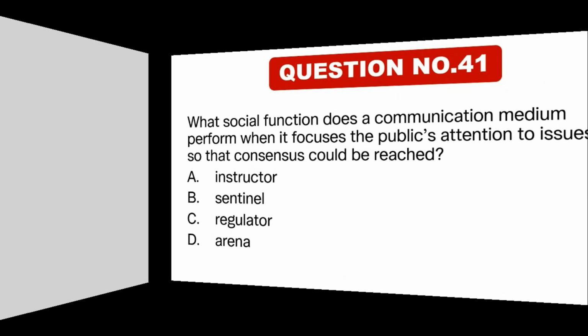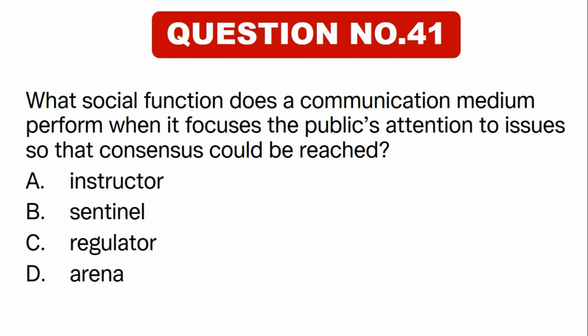Number 41, what social function does a communication medium perform when it focuses the public's attention on issues so that consensus could be reached? Again, what social function does a communication medium perform when it focuses the public's attention on issues so that consensus could be reached? A, instructor. B, sentinel. C, regulator. D, arena. Correct answer is letter D, arena.